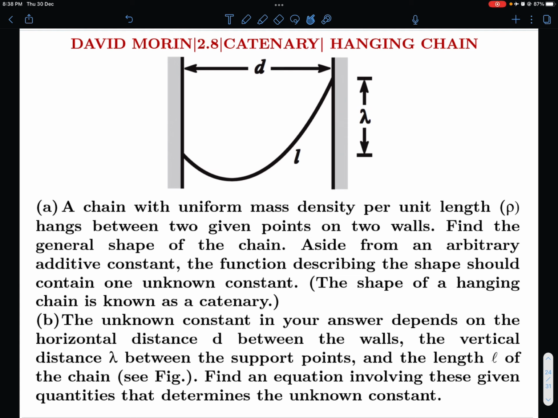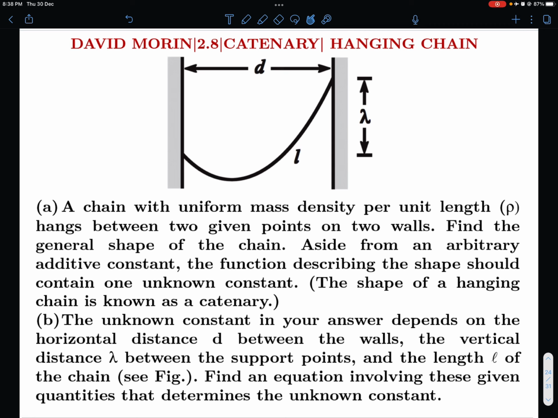And today I've brought a very interesting video that's about the shapes of hanging chains. Like you might hang a flower garland or any chain. So we want to know what kind of shape does that chain take. It's a problem from David Morin, and such a shape is actually called a catenary, and we'll try to find out the equation of the catenary in this video.